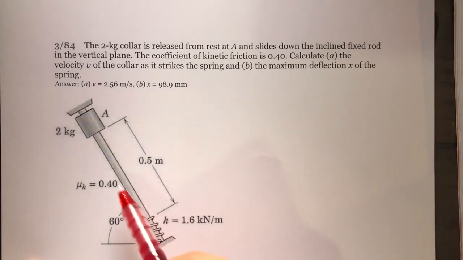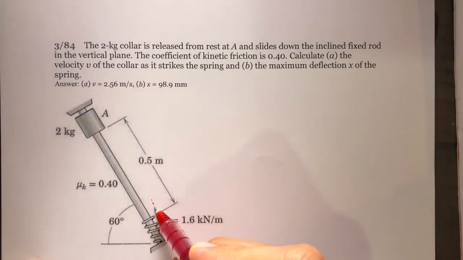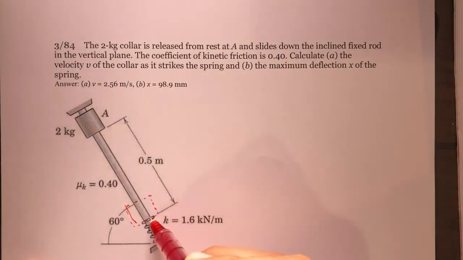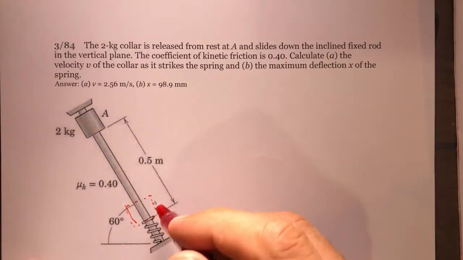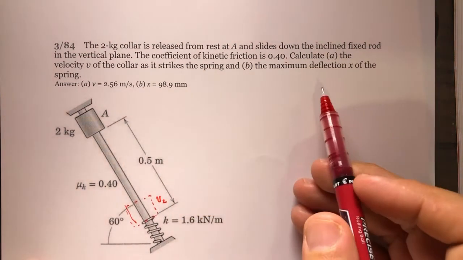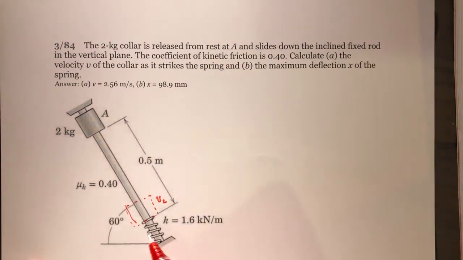The question has two parts. First, what's going to be the speed of the mass at the moment when it is hitting this spring? Let's call that velocity v2. And also, what is the maximum deflection of the spring? So after touching the spring, it's going to compress it, then it's going to stop there, right? Velocity at that point is going to be equal to 0. So let's solve both parts using the work energy equation.